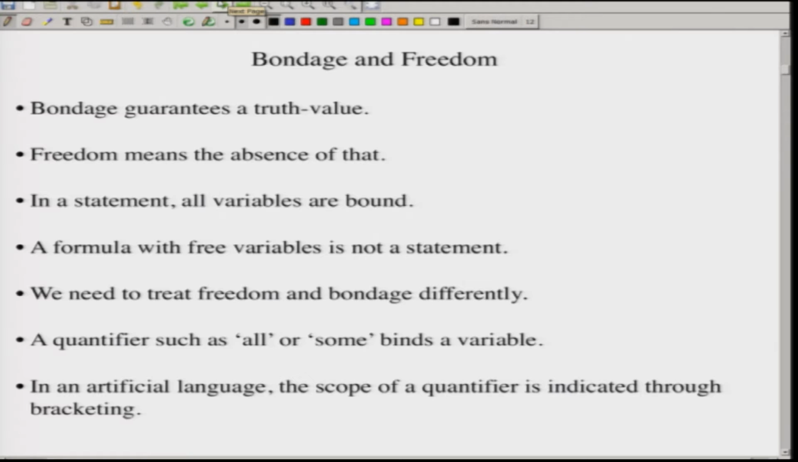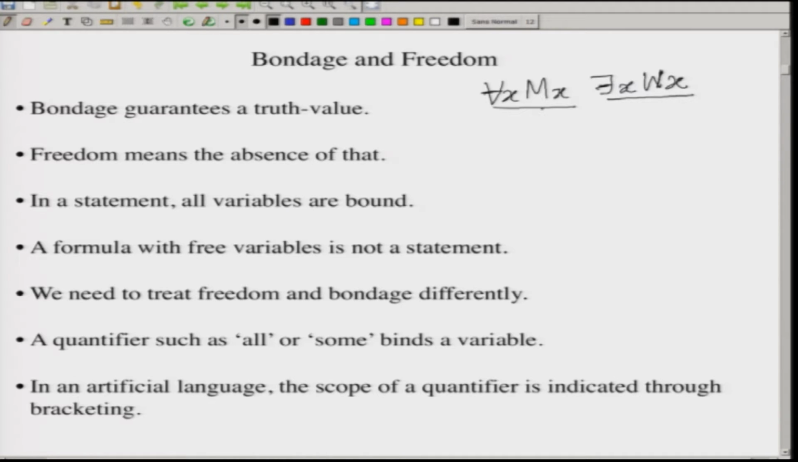Bondage guarantees a truth value. If I have bound variables, for example, I can have all x m x or some x w x, which means everything is a man or there exists a woman. Both are statements because each of those is either true or false, but freedom means the absence of a truth value.